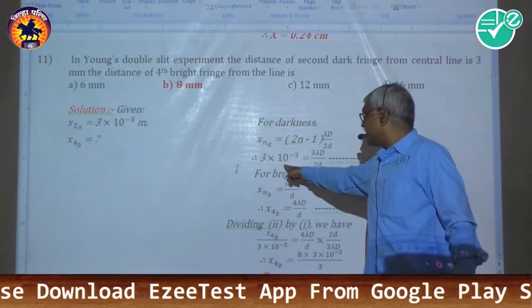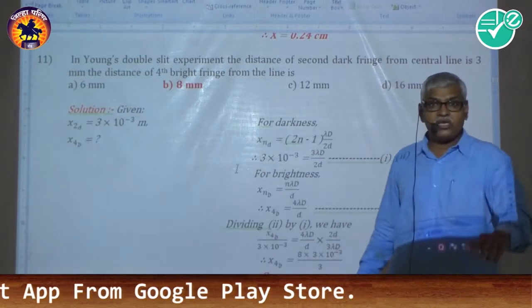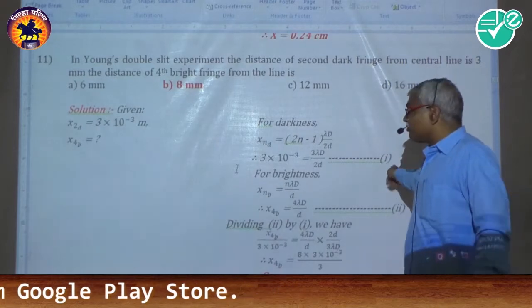This distance is 3 into 10 to the power minus 3, and we have put n equal to 2 as given in the problem. This is equation number 1.